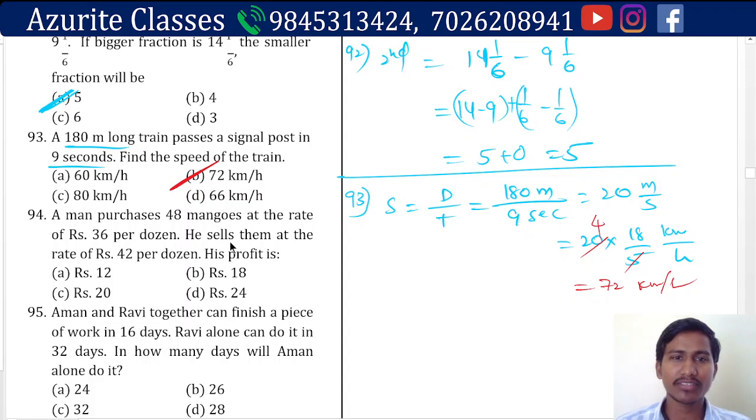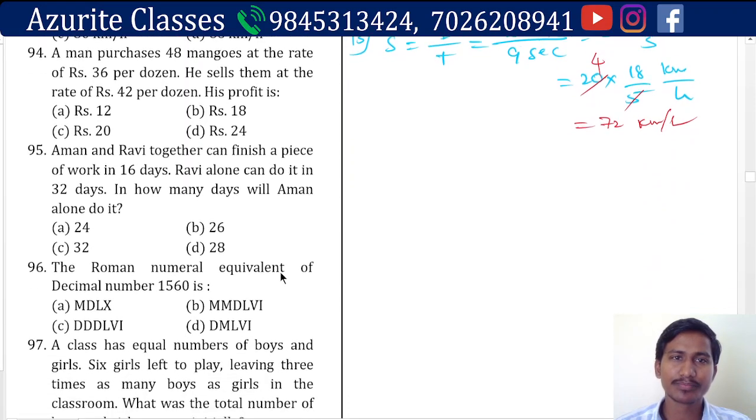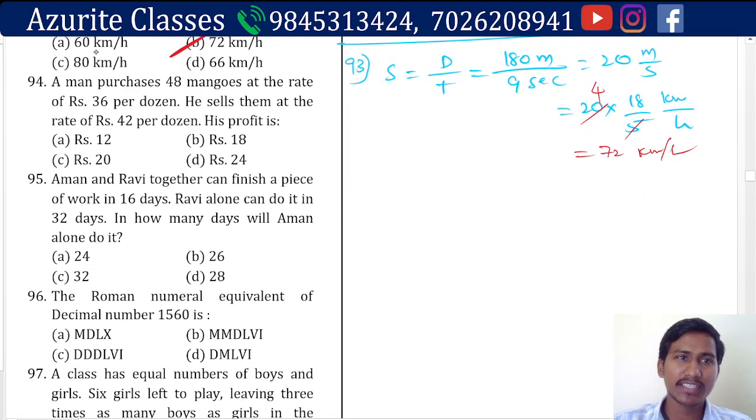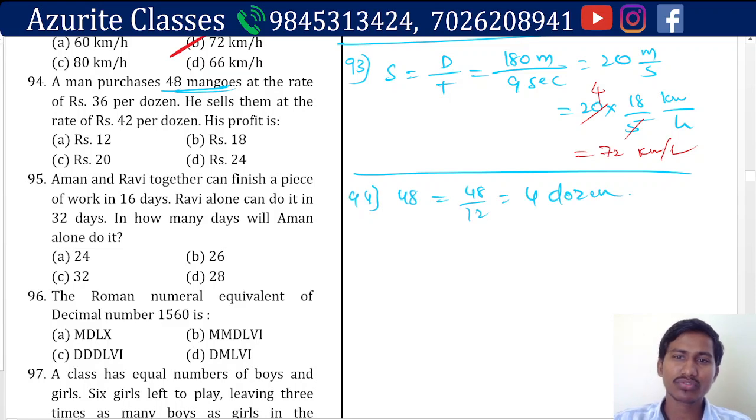So what will be the 94 question here, students? Tell me the answer, everyone. A man purchases 48 mangoes at the rate of 36 per dozen and sells them at the rate of 42 per dozen. So his profit is, you can do it directly. So a man purchases 48 mangoes. 48 mangoes means how many dozen? 48 by 12, that is 4 dozen, right?